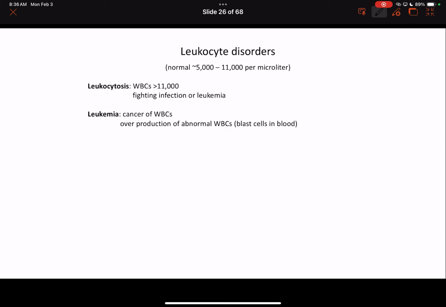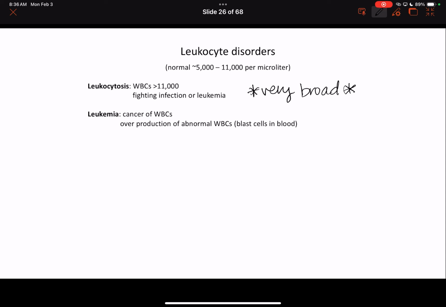Okay. So some leukocyte disorders. Leukocytosis is very, very broad. All it means is an elevated white blood cell count. So leukocytosis doesn't tell you much. It could mean that you have an infection. It could mean you have leukemia, which are two very different things. One is way more severe than the other. So leukocytosis is just very broad to say that you have an elevated white blood cell count.